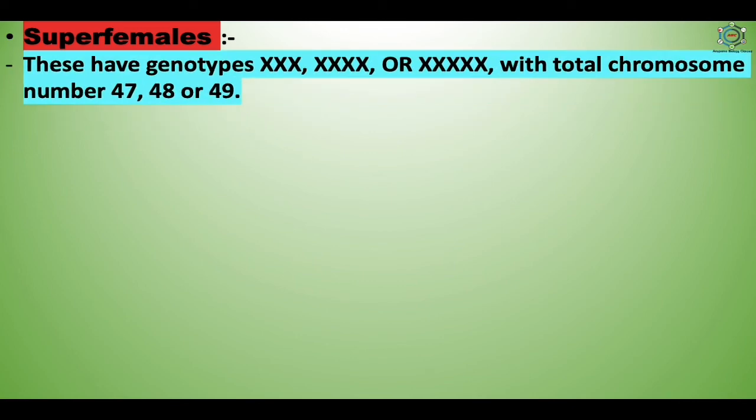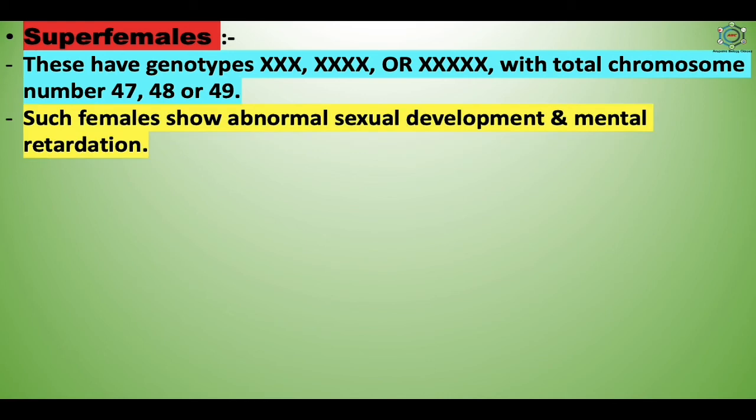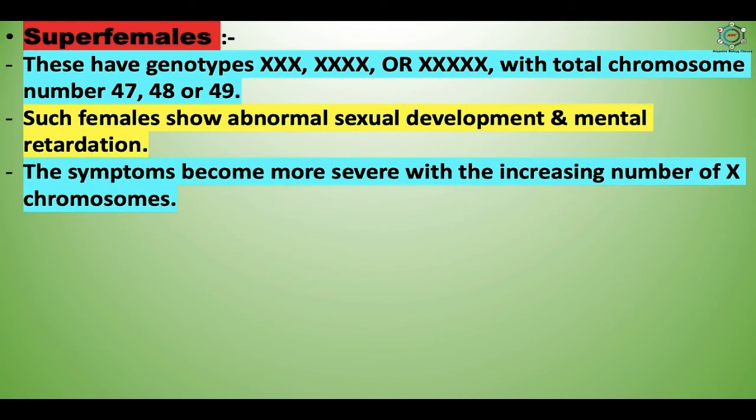Now, after this, what are super males and super females? So, in case of super females, these have genotype XXX, XXXX or 5 times X with total chromosome number 47, 48 or 49. Such females show abnormal sexual development and mental retardation. These symptoms become more severe with the increasing number of X chromosomes.